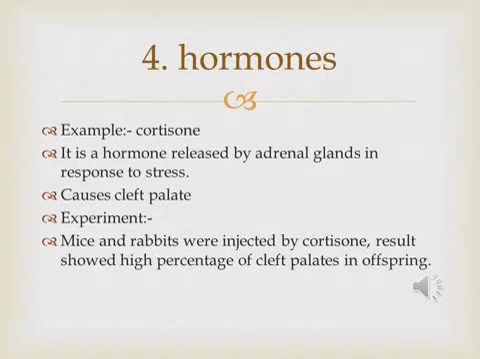The fourth teratogen is hormones. An example is cortisol. It is a hormone released by the adrenal glands in response to stress. It causes cleft palate. An experiment was done on mice and rabbits, which were injected with cortisone. Results showed a high percentage of cleft palates in the offspring. So if the mother of the fetus is under stress, the same can happen to the offspring.